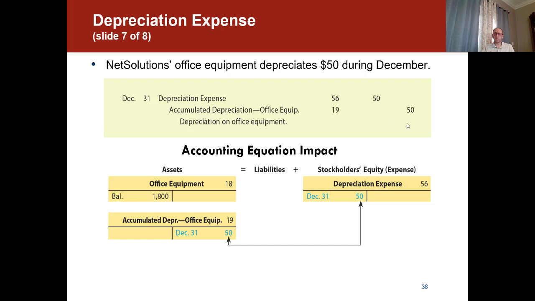This is one of those pretty standard adjusting entries. It would never change. It's always debit depreciation expense, credit accumulated depreciation. And then we have a brief explanation here that says depreciation on office equipment.